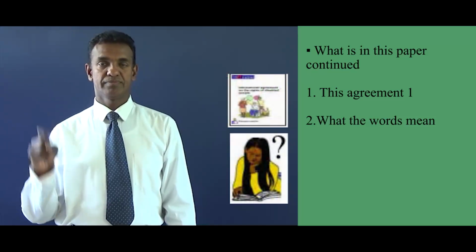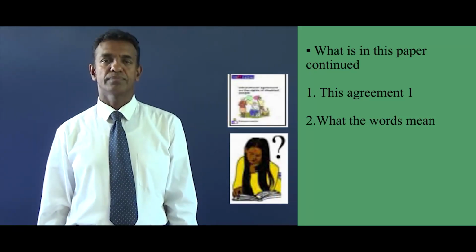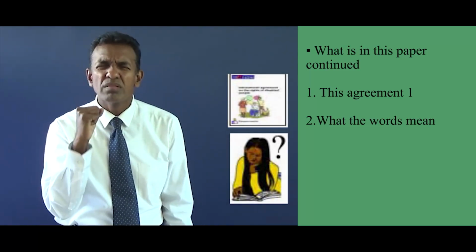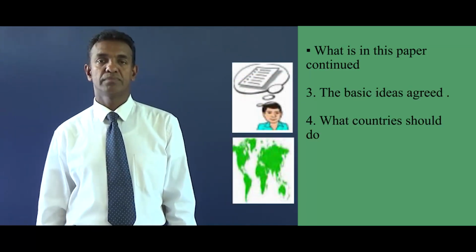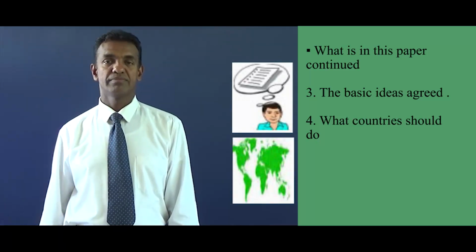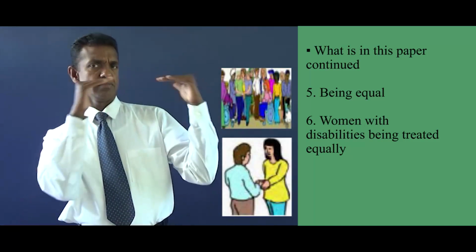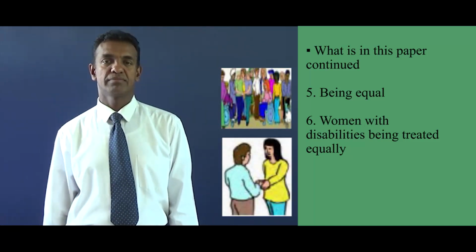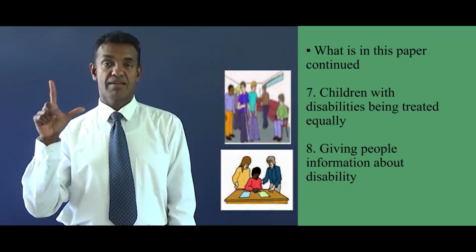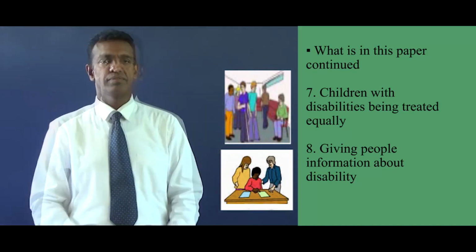What is in this paper continued? This agreement. What the words mean. The basic ideas agreed. What countries should do. Being equal. Women with disabilities being treated equally. Children with disabilities being treated equally. Giving people information about disability.